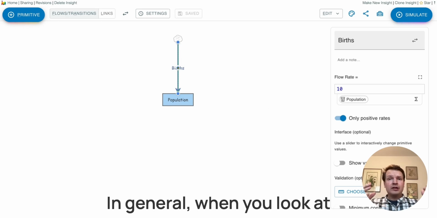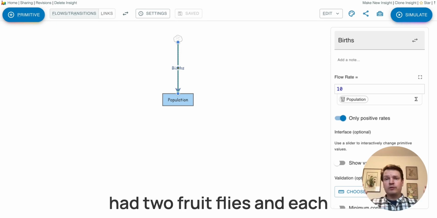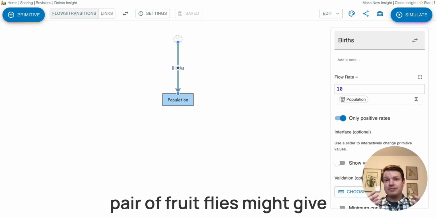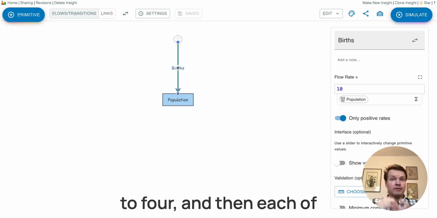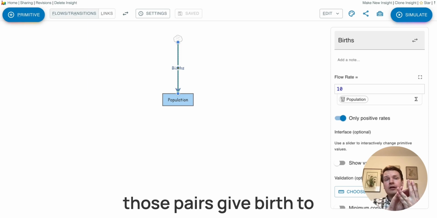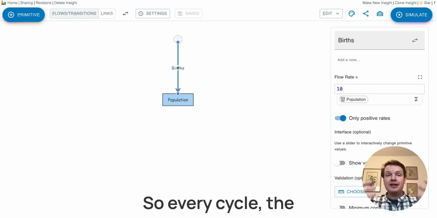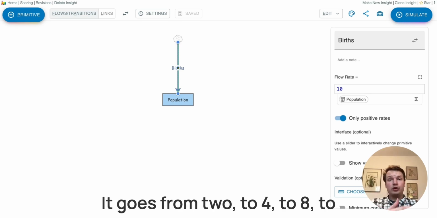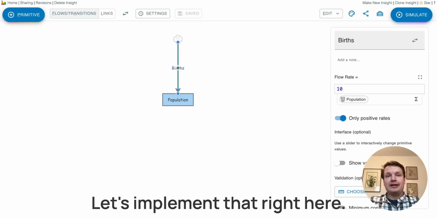In general, when you look at growth of population, you see an exponential sort of curve. And why that is: imagine you had 2 fruit flies, and each pair of fruit flies might give birth to 4 new fruit flies. So those first 2 give birth to 4, and then each of those pairs give birth to 4 more, leading to 8. So every cycle, the number doubles. It goes from 2 to 4 to 8 to 16 to 32, an exponential curve. Let's implement that right here.